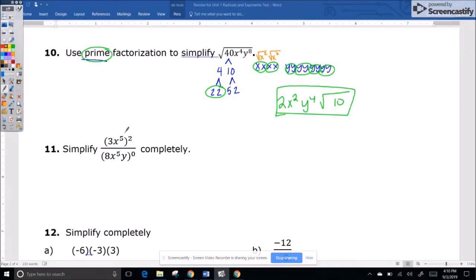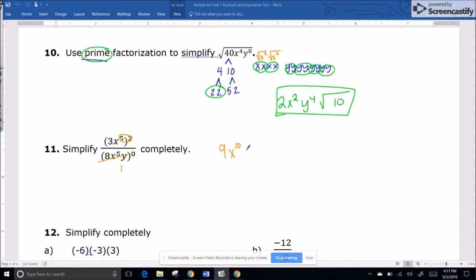Number 11. This denominator is all equal to 1 because anything to the 0 power is 1. So we just need to look at my numerator. 3 squared, 3 times 3 is 9. And using our power rule, 5 times 2 is 10.